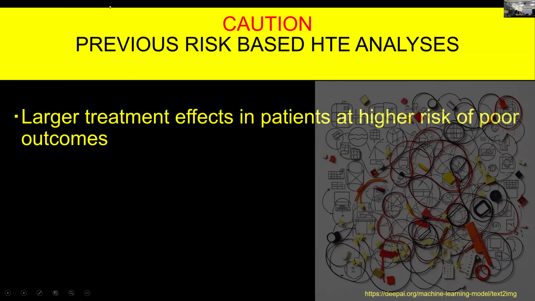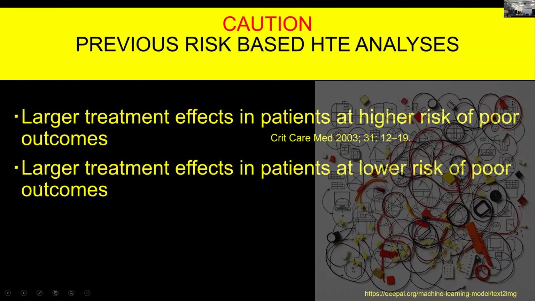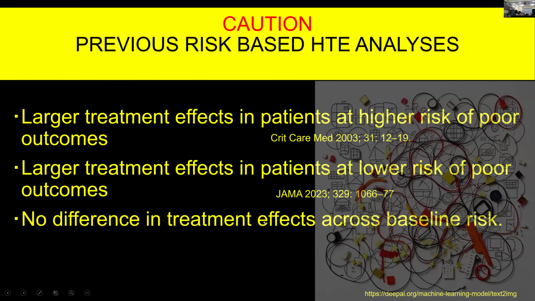If you're very sick, you should do better. You have more chance to benefit. So one publication says that the sicker you are, the more benefit. Another publication says larger treatment effects in patients at lower risk of poor outcome. This is completely contrary to what I said. That publication is also available. And another publication says no difference in treatment across baseline risk for the same kind of critical illness. So it's not so simple to just say that your high risk will benefit more. Some people will disagree violently.